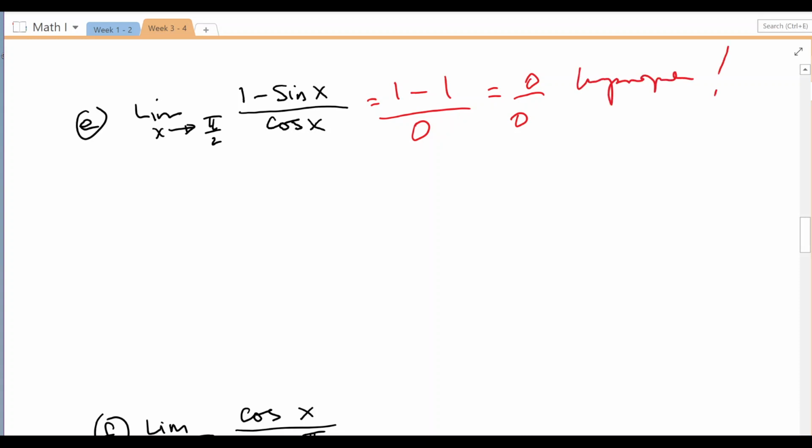In this case again, we are allowed to apply L'Hopital rule by taking the derivative of both numerator and denominator. By taking the derivative, we get the limit as x approaching pi over 2 of negative cos x over the derivative of cos x, which is negative sine x, and negative cos 90 is 0. So in this case, we have 0.